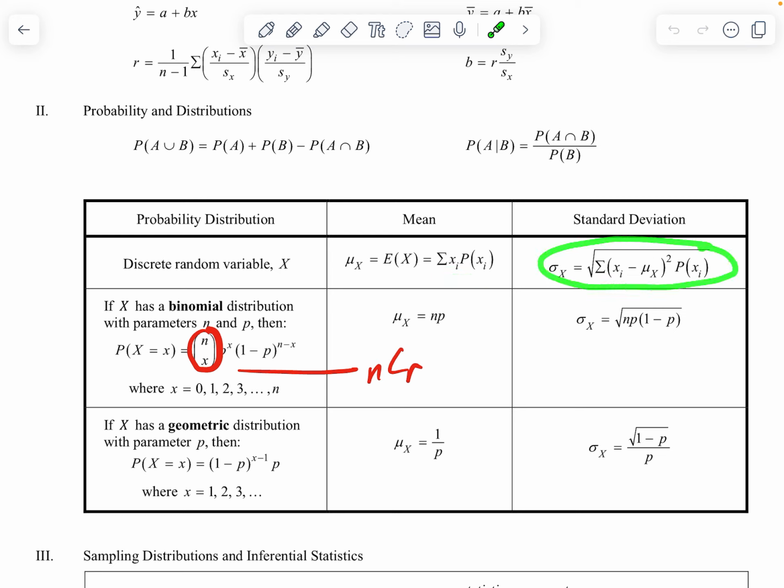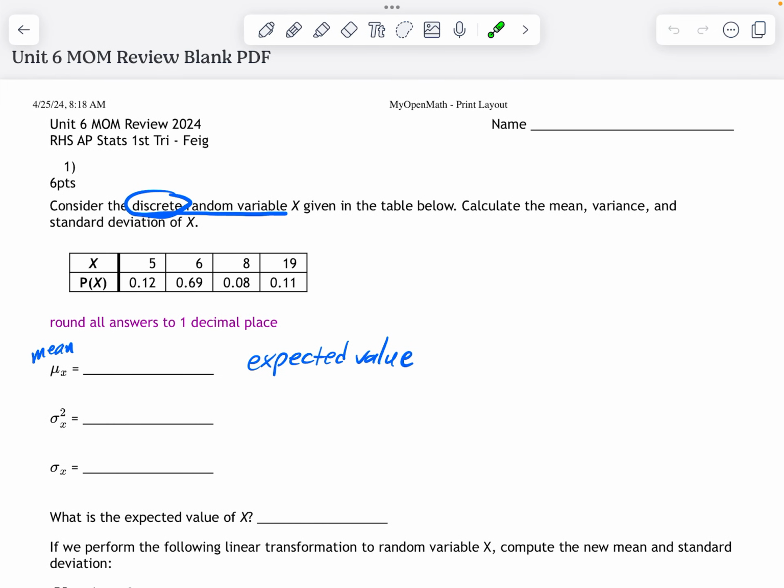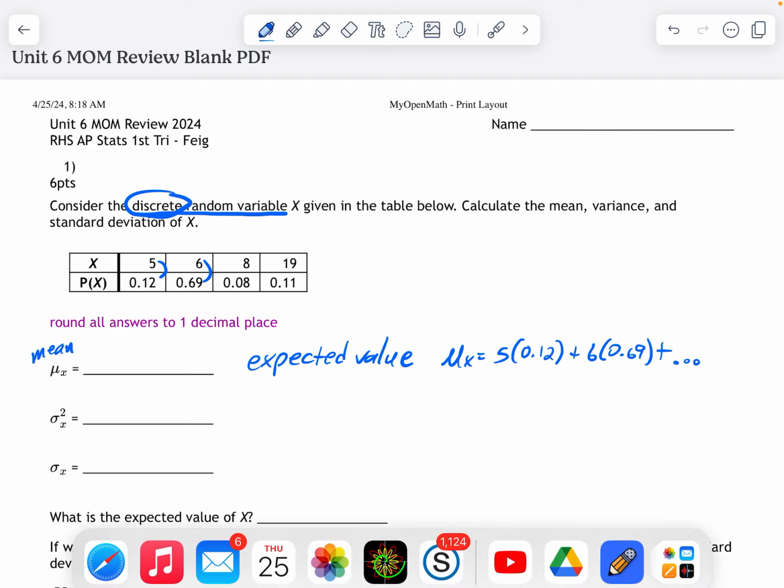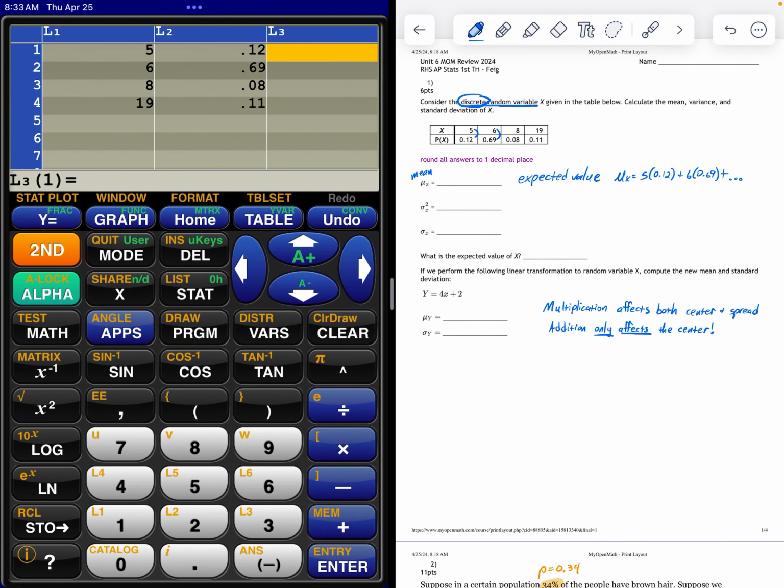This one is a lot. I wouldn't do it by hand. I'll show you how to do it on the calculator. This one you can do by hand. You take every individual outcome times the probability of that outcome, and then you sum them up. So if you wanted to show your work on this by hand, you would take 5 times 0.12, and you would say the mu of x is 5 times 0.12 plus 6 times 0.69 plus, and then you can do dot, dot, dot, and just do the rest on your calculator.